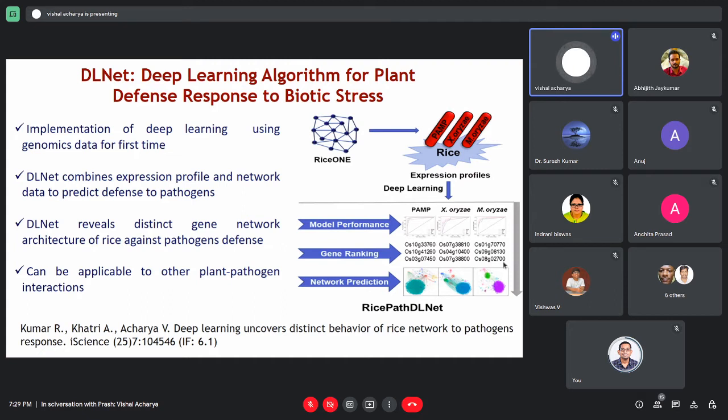So this one is purely dry lab. We were very happy to develop an algorithm that can be applied to other plant-pathogen interactions. So we have tried to develop this.